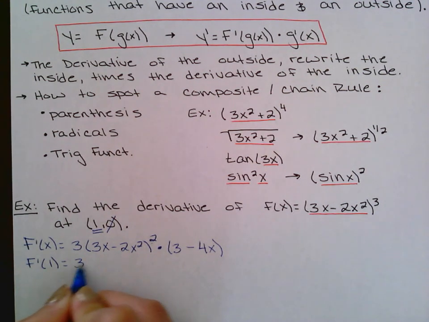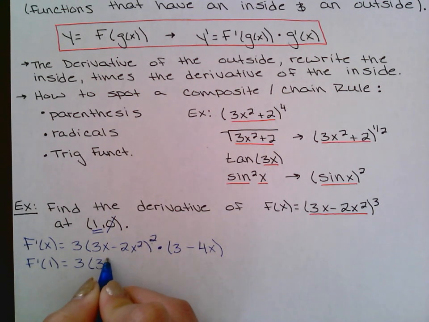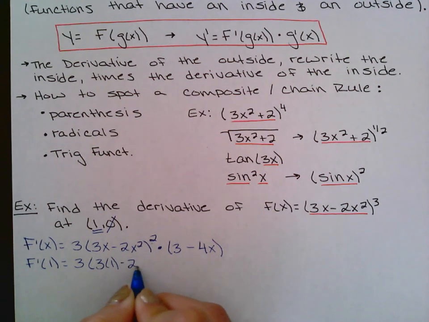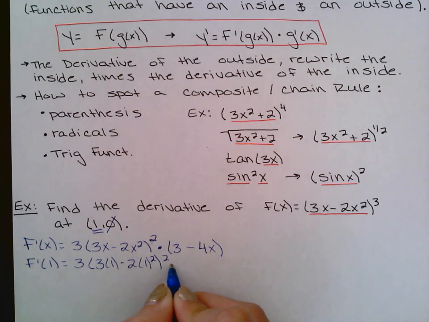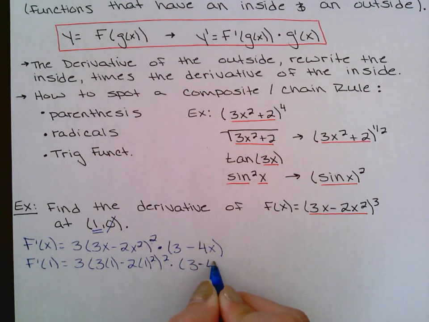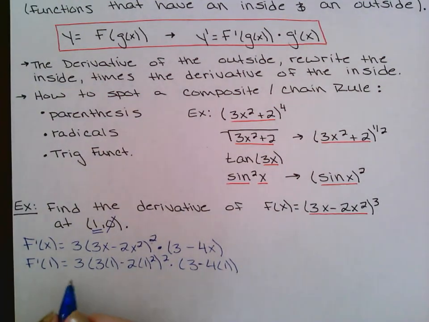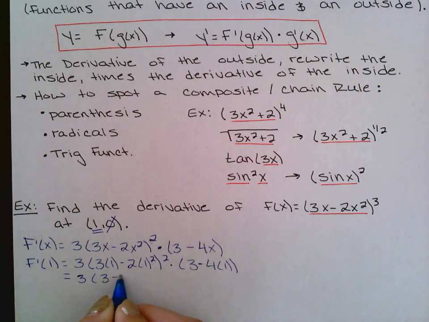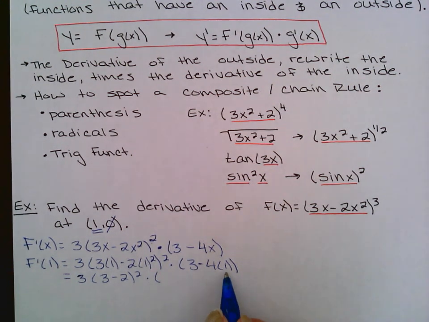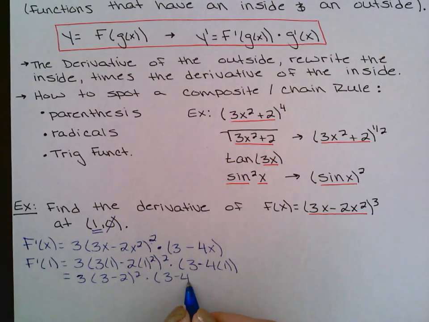So then I would say 3 times 1 minus 2 times 1 squared times 3 minus 4 times 1. Okay? Now with ones, this is going to be very easy, but please do remember to follow PEMDAS. Okay? So 1 squared is still 1. So I have 3 times 3 minus 2 squared times, well, let me write it, 3 minus 4.